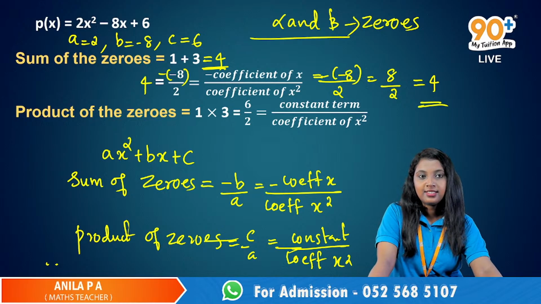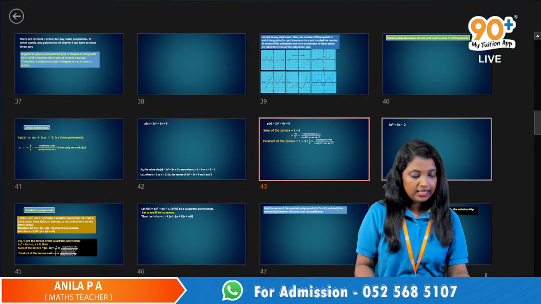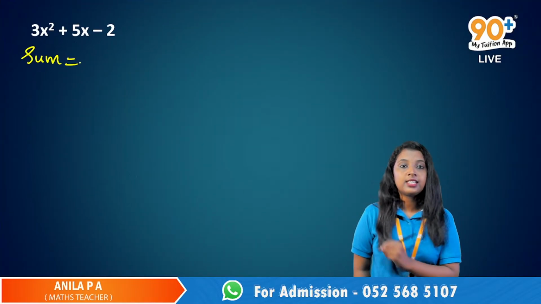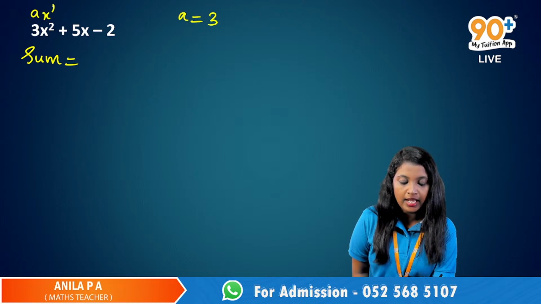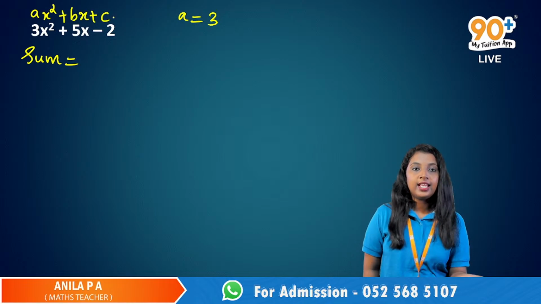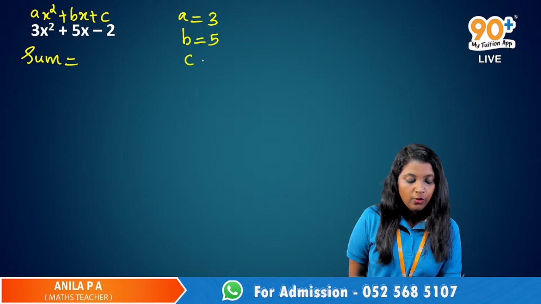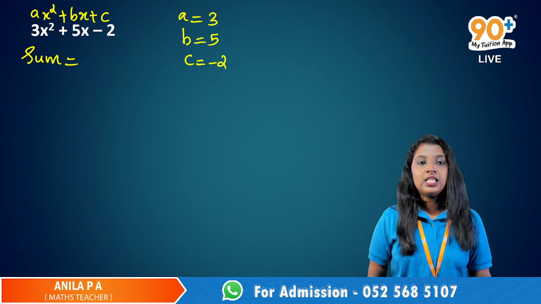Yeah, it is correct. Okay, 4 is correct. Whenever we have some polynomials like this, can you find the sum of zeros here in this case? Here ax square plus bx plus c is the general form, and here a is equal to 3, b is equal to 5, and c is equal to negative 2. So can you tell me the sum of zeros in this case?